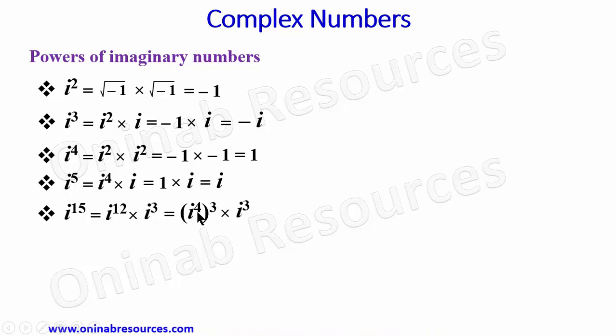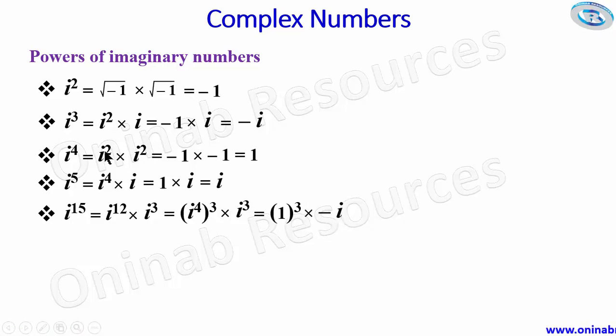Okay, we just split this by application of law of indices. Then from here, we know i raised to power 4 is positive 1. Then we now have it raised to power 3, then times negative i, since i raised to power 3 is negative i. So 1 raised to power 3 is 1, multiplied by negative i gives negative i.